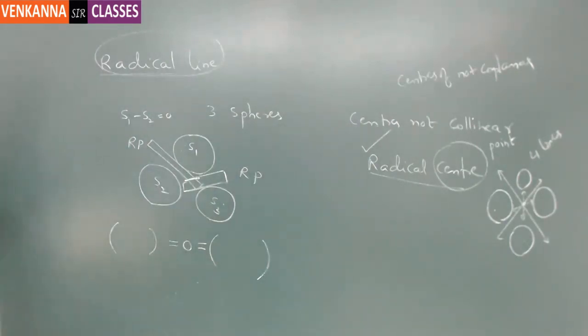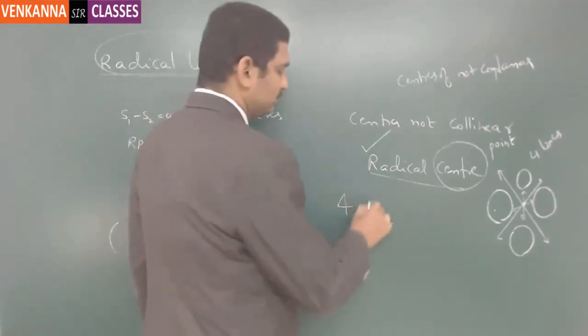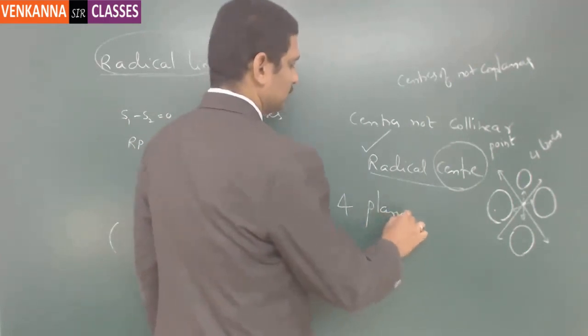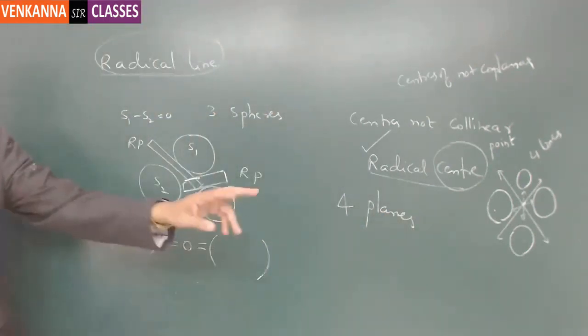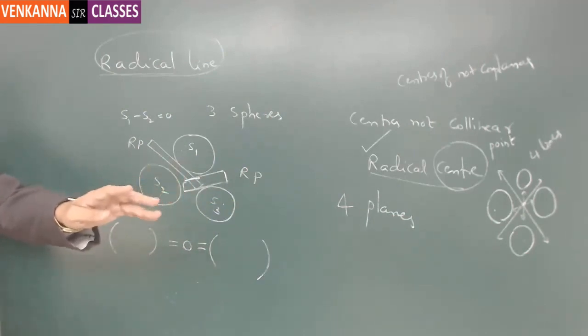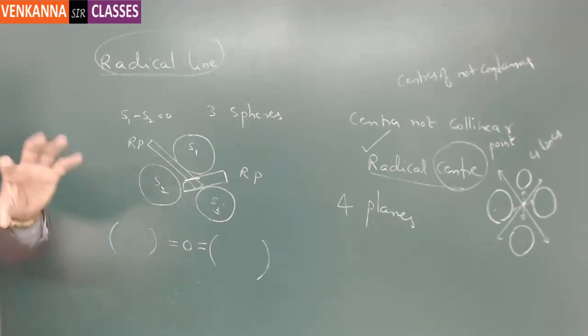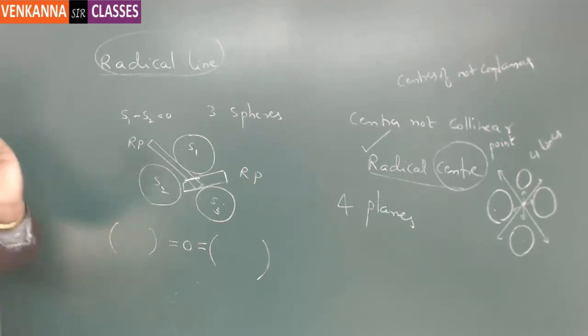So in order to calculate the radical center, it is very simple: you just calculate four planes. By subtracting the four sphere equations from one another, you will get four plane equations. These four plane equations are concurrent at one point. In other words, the intersection of four planes is simply one point. That point we call the radical center. Okay.